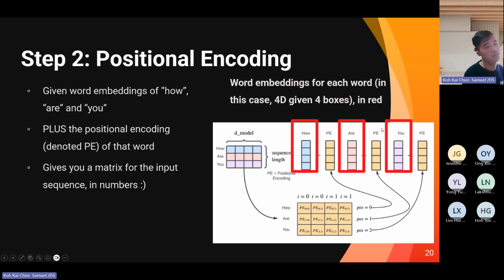So for example, for word embeddings for each word, in this case 4 dimensions, right? 1, 2, 3, 4. 4 boxes in the grid. So how, are, and you, plus the positional encoding of that particular word itself. So positional encoding tells us in which position the word is.